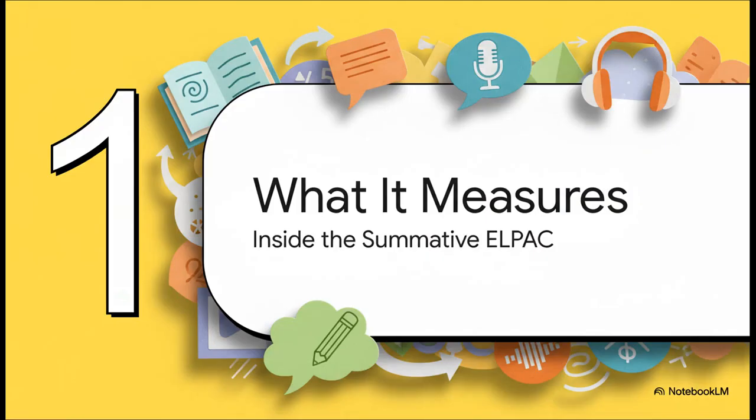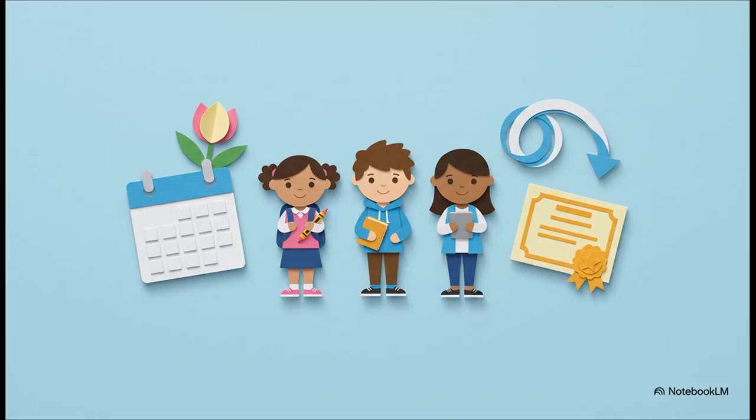Okay, so what does this test actually measure? Let's pop the hood and break down how it's all put together to get a really complete picture of a student's language skills. So, who takes it? The Summative ELPAC is for students all the way from kindergarten through 12th grade who've already been identified as English learners. You can think of it like an annual check-in that happens every spring, just to see how they're doing. And they'll keep taking it each year until they hit the mark and can be reclassified as fluent in English.